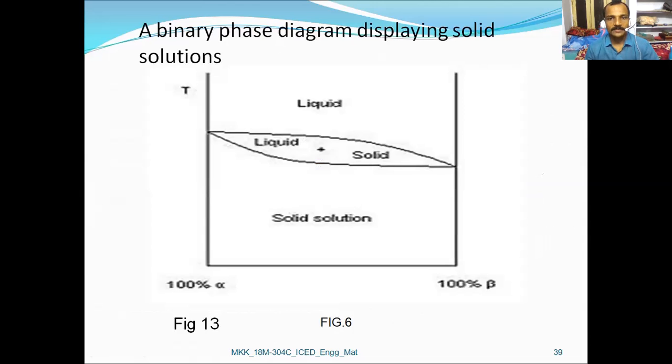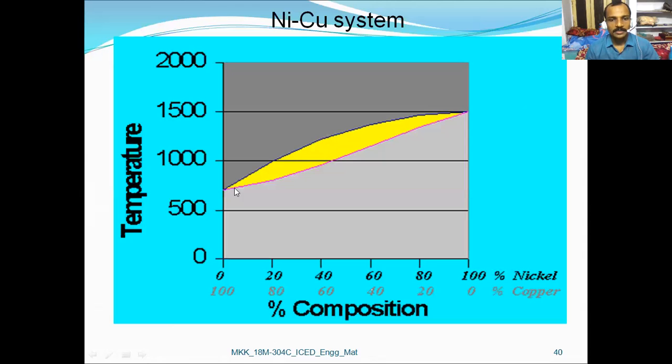So here is a binary phase diagram displaying solid solutions. So 100% alpha and 100% beta. This is the solid solution. This is the combination of liquid and solid, and above is liquid. This is the temperature. And liquidus and solidus curves are plotted against temperature 0, 500, 1000, 1500, and 2000, and the compositions are given for nickel and copper in the reverse manner. We consider nickel 0, 20, 40, 60, 80, 100, and copper as 100, 80, 60, 40, 20, 0. This is the graph generated.